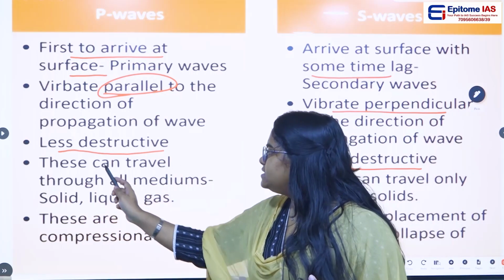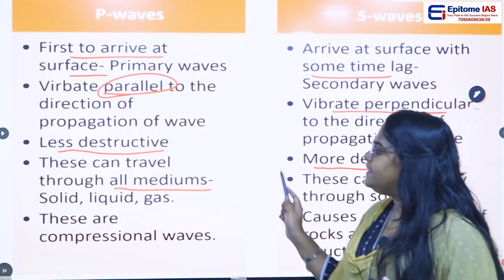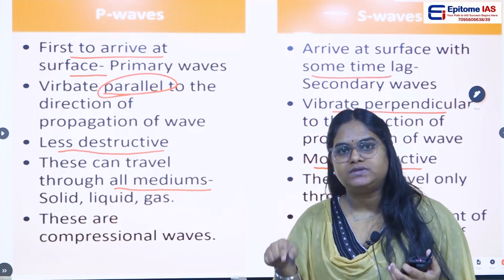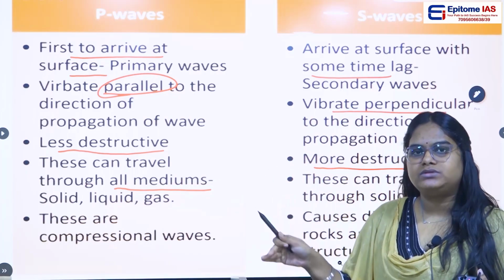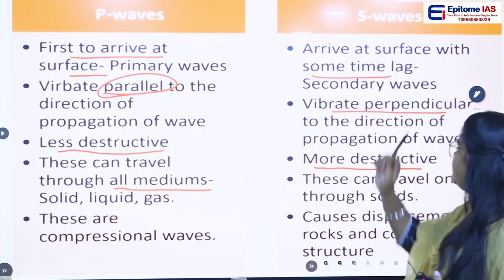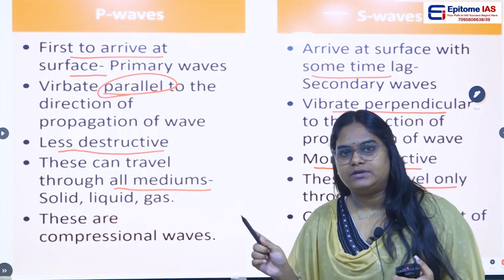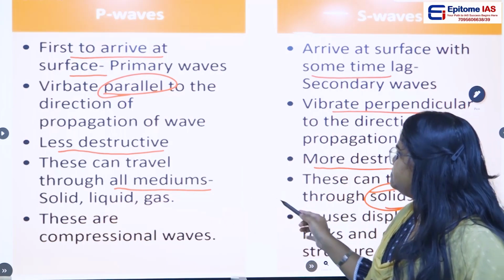The next point is about traveling through mediums. This is one of the important points. P waves can travel through solid, liquid, and also gas. But secondary waves can travel only through solids. They cannot travel through liquid or gas. So how is this point important?